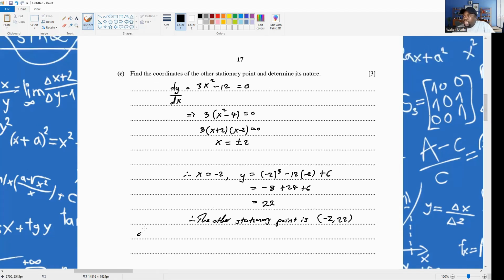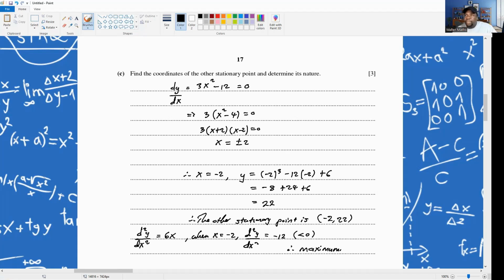So we need to find d squared y by dx squared. We differentiate the dy by dx, and this should give us 6x. When x is equal to -2, d squared y by dx squared should be 6 of -2, which is -12. So since it's less than 0, it's negative, therefore the point is a maximum. So this is how we do it right here.